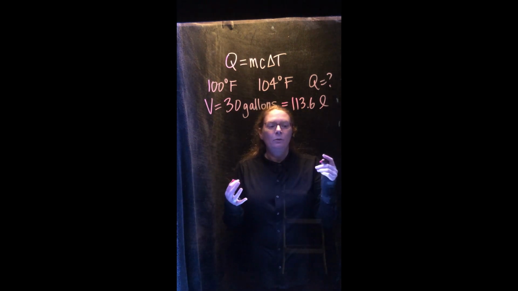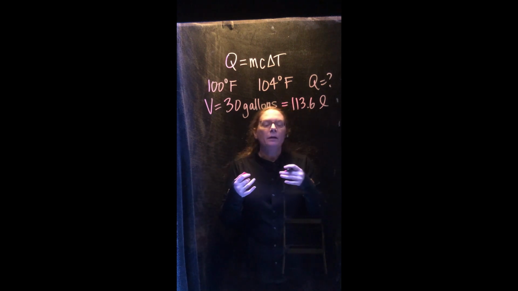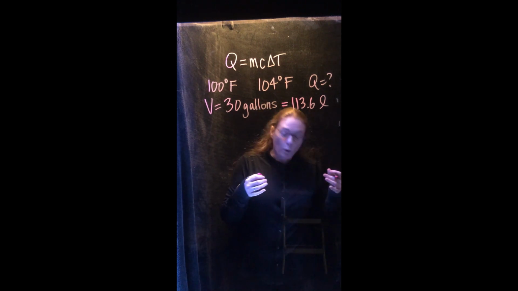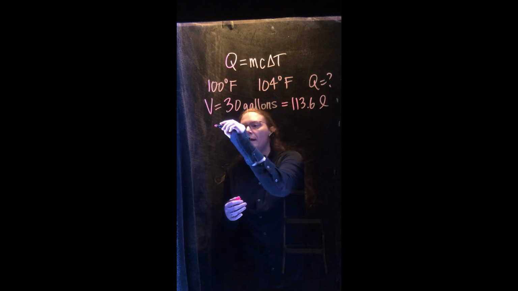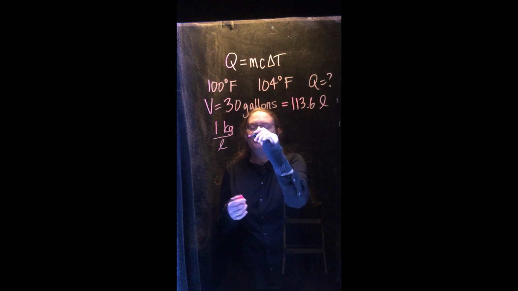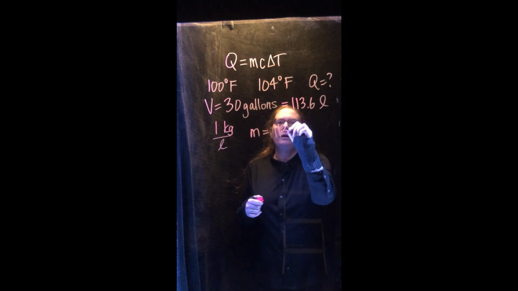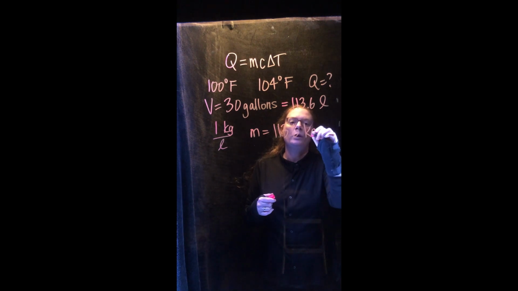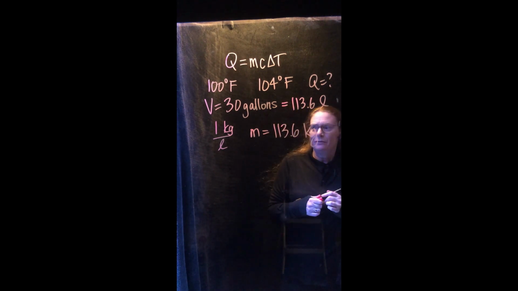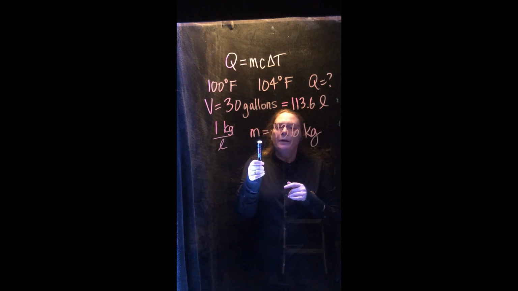And now the idea of density is what we're working with. How many kilograms is 1 liter of water? Well, the nice thing is it's 1 kilogram per liter for water. Water is so nice to work with. Which means that the mass of all that water is 113.6 kilograms. Well, that's significant. That's pretty heavy. I'm glad the floor was well structured underneath my tub. Okay, so we have the mass.